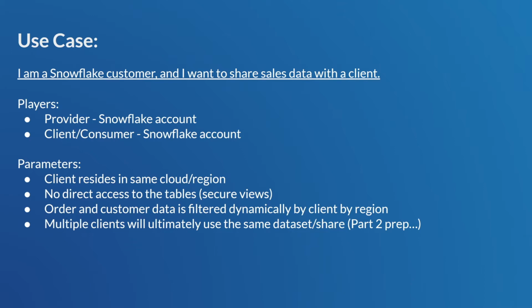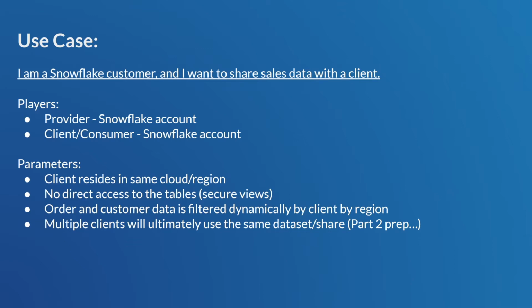I threw a couple of parameters in there because I really wanted this to be a little different than a normal use case. I want to have a little bit of fun with this. So the parameters are, of course, the clients have to reside in the same cloud and region. No direct access to the tables, which means I'm not going to add a table to the share. So we're going to use secure views, and we're even going to abstract that a little bit. I'm going to show you what that means.